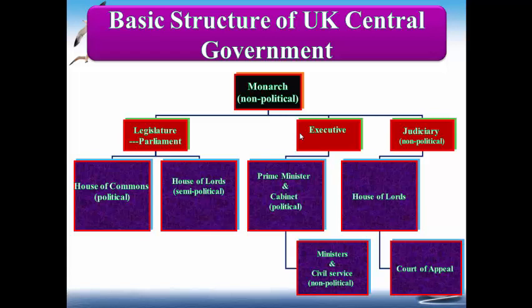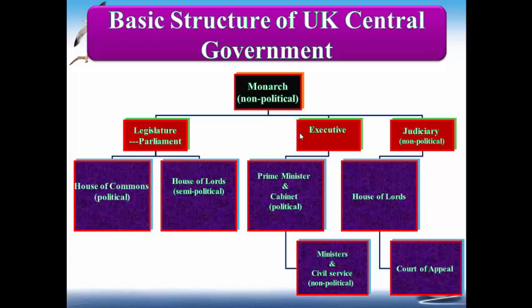Let's look through the basic structure of this country, of the government. As you know, Great Britain is a constitutional monarchy. The head of the country is a monarch, and it has three branches: legislative, executive, and judiciary. Let's look through all the branches thoroughly.